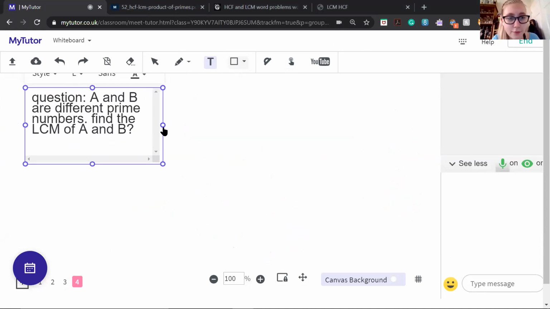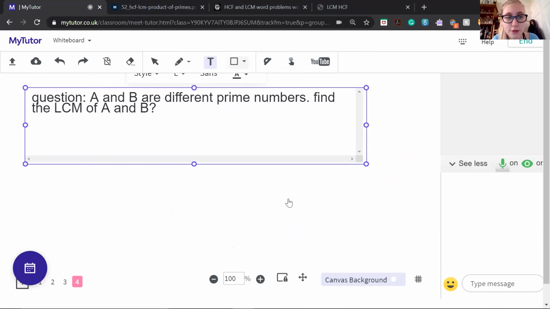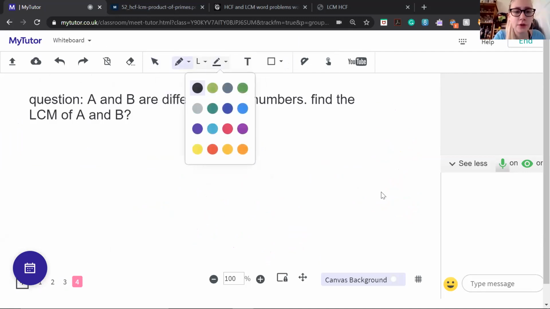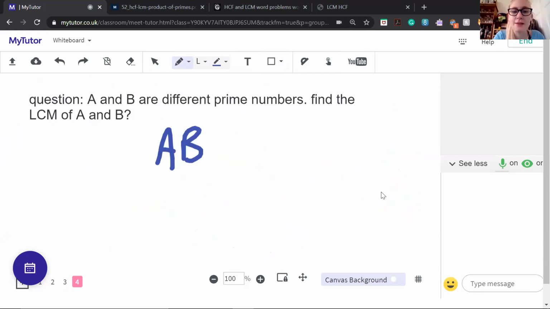A and B are different prime numbers. Find the lowest common multiple of A and B. If they're prime numbers, they don't share any primes. So they don't share a 2 or anything. We can't overlap it. So the lowest common multiple is just AB. It's like if we have 3 and 5, they don't share anything. So it's just, yeah.